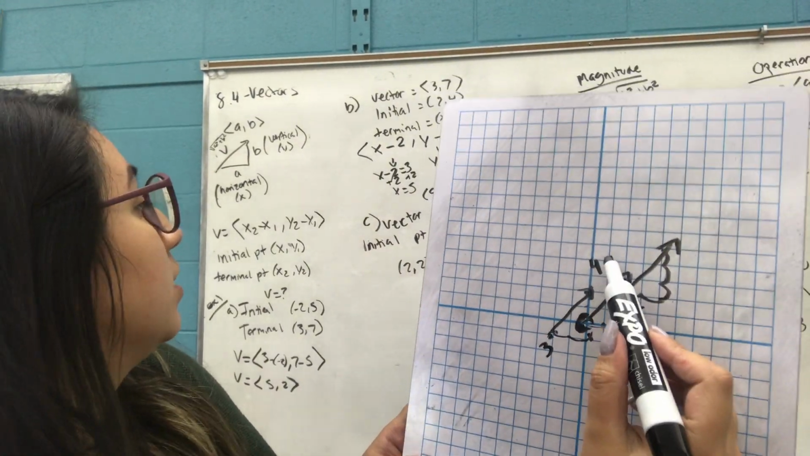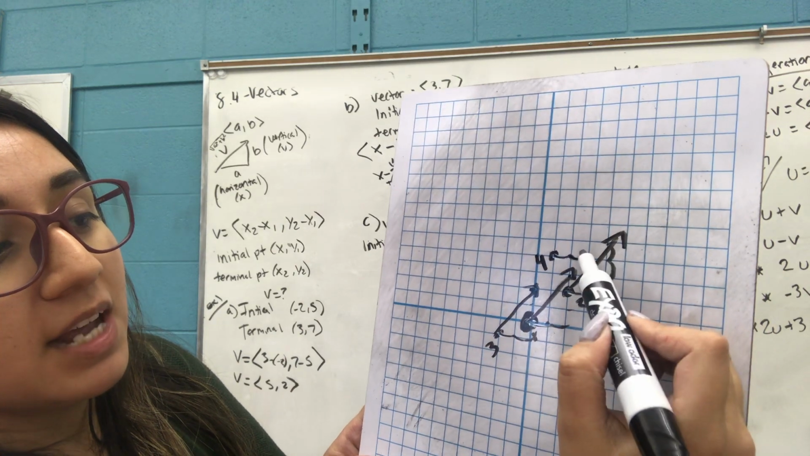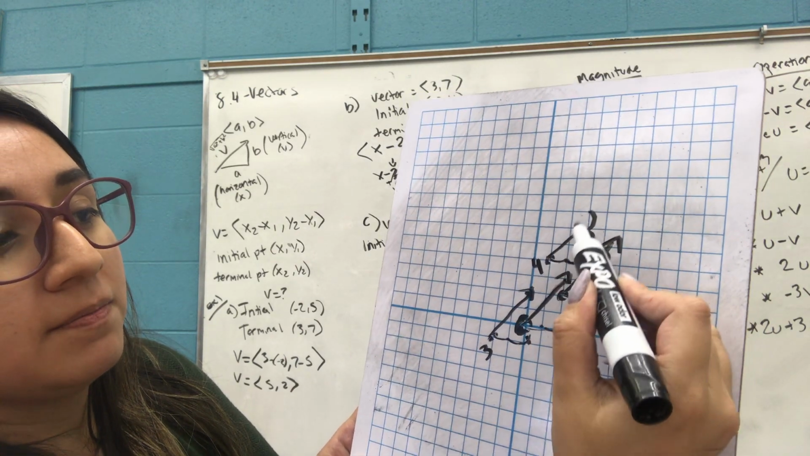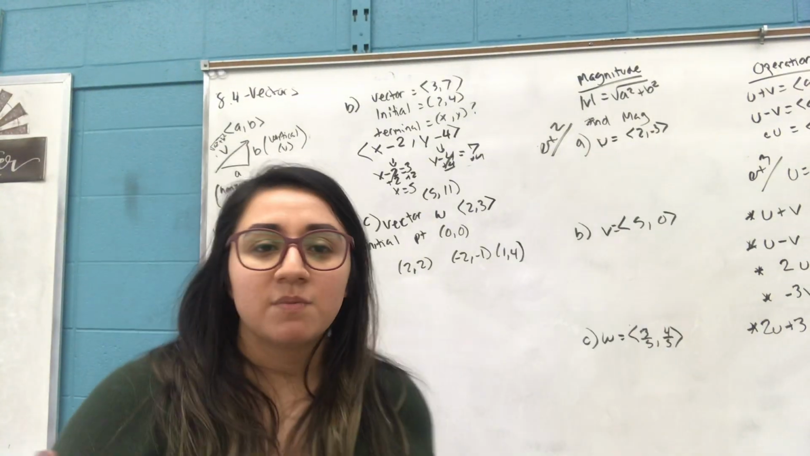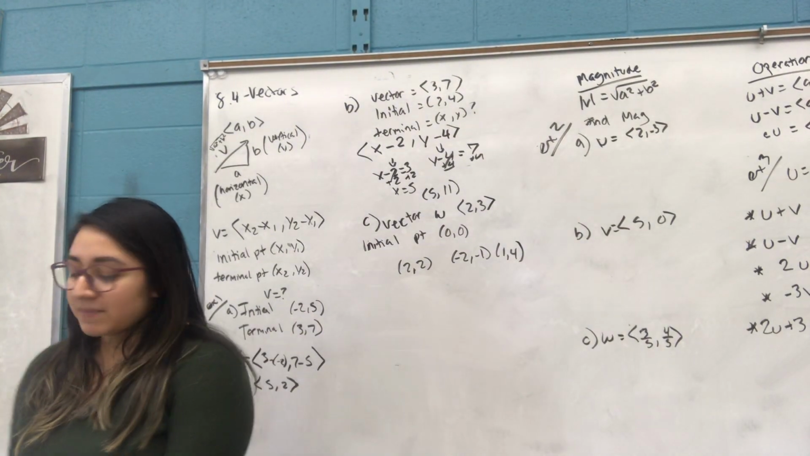Last one is 1, 4, moving 2 to the right, and then 1, 2, 3, up there, and then you end up with this. So you have 4 vectors that way. The book has it too. So you're just counting them.